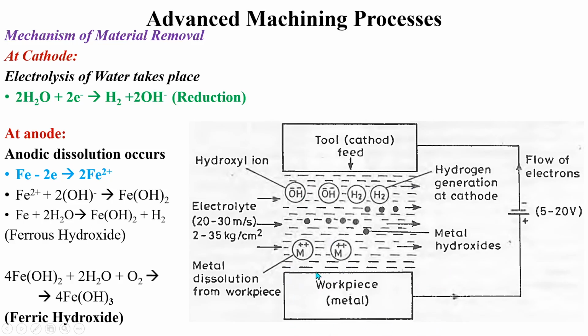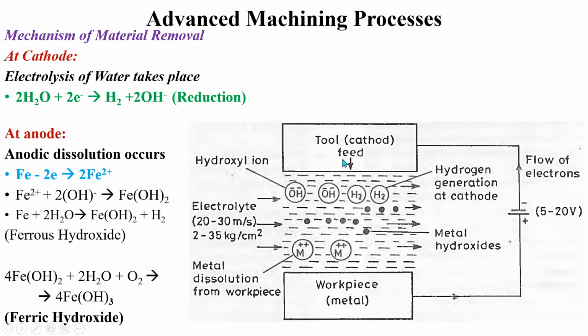For example, let us consider iron to be the workpiece material. The iron atom that is present at the surface releases 2 of its electrons to the anode to dissociate from the surface. That is, it forms the ferrous ion, dissociates from the surface and enters into the electrolytic solution. The electrons released to the anode material flow to the positive terminal of the battery, and this completes the electrical circuit.